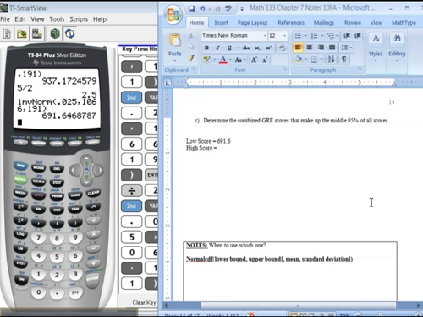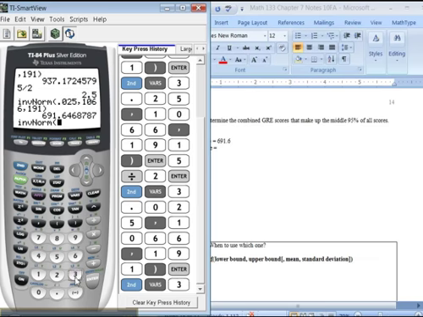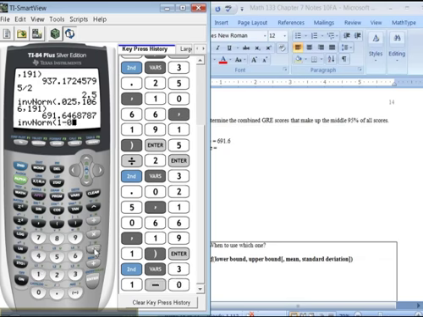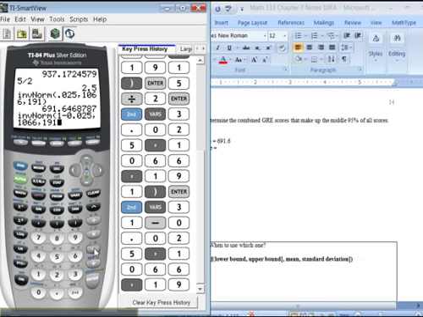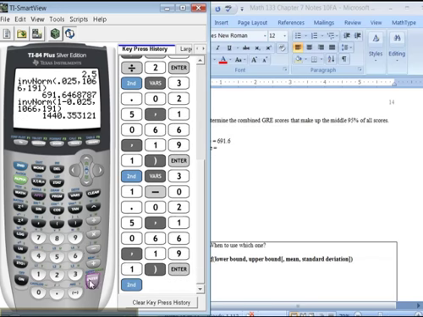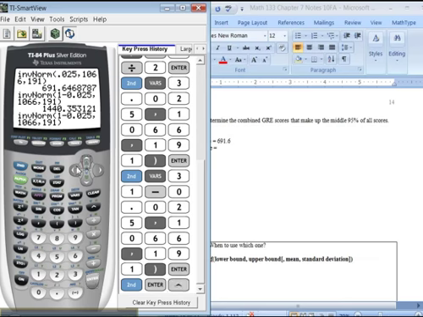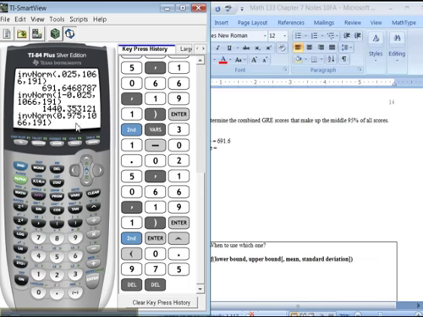It's got to be that there's 1 minus 2.5% over on that side. So let me show it to you. Second distribution, inverse norm. Now you can do this one of two ways. You can do 1 minus 0.025, comma 1066, comma 191, close parentheses, enter. Or, let me do it again, instead of doing that 1 minus business in the beginning, I could have just done 0.975, because that is how much is to the left of the right-hand score.